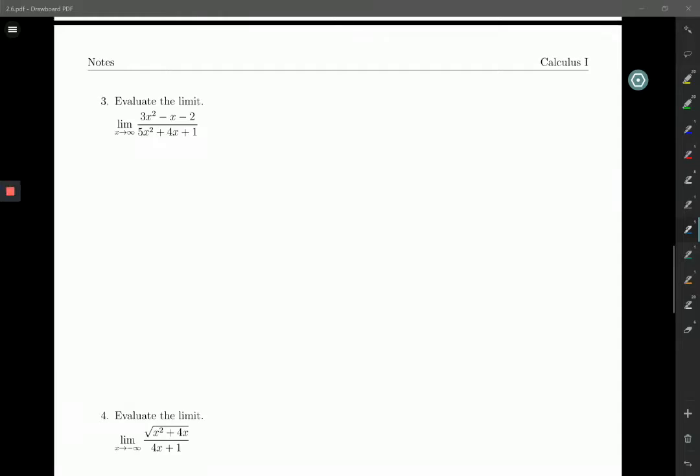Okay, so here we have some limits that we are going to take algebraically. So the strategy here, and I'm just going to write this out because I want to emphasize that this is a strategy that works when we're taking the limit as x goes to infinity or minus infinity. So, strategy.